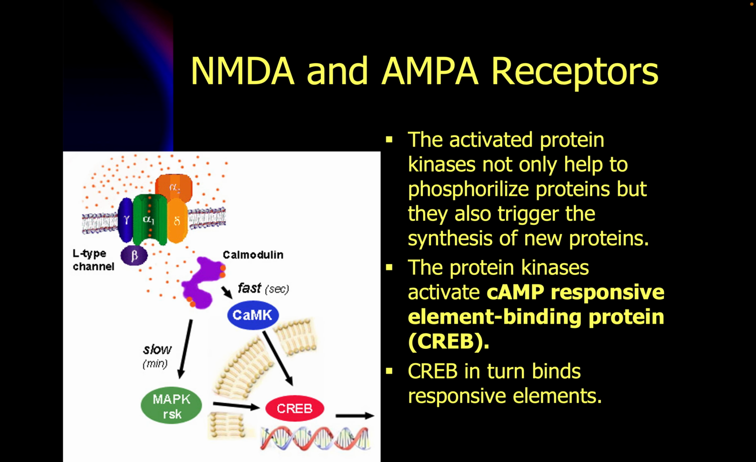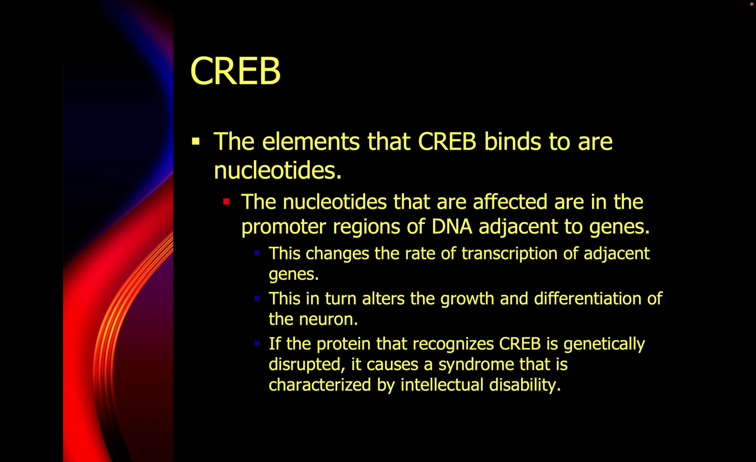The activated protein kinases not only help to phosphorylate proteins, but they also trigger the synthesis of new proteins. The protein kinases activate cAMP responsive element binding proteins, or CREBs. CREB in turn binds responsive elements. The elements that CREB binds to are nucleotides. The nucleotides that are affected are in the promoter regions of DNA adjacent to genes. This changes the rate of transcription of adjacent genes. This in turn alters the growth and differentiation of the neuron.